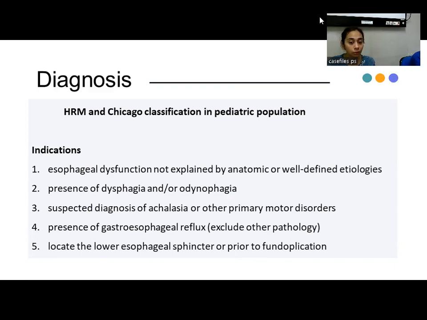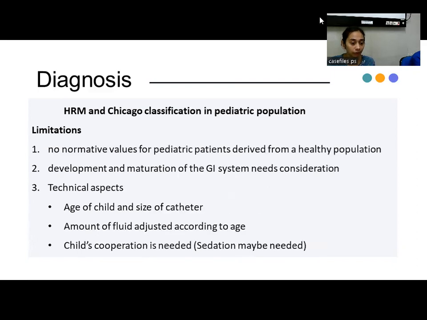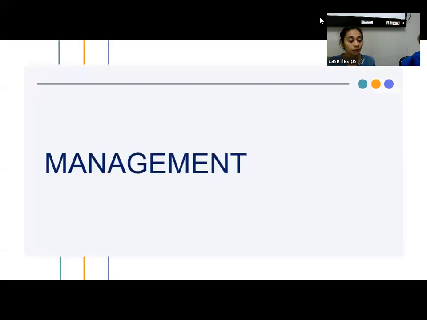But the use of HRM is limited in the pediatric population as there are no normative values for pediatric patients derived from a healthy population. The development and maturation of the GI system needs consideration, and even with respect to technical aspects of the study, the age of the child and size of the catheter need to be correlated. The amount of fluid needs to be adjusted according to age, and the child's cooperation is essential, and sedation may be needed for the study. Coming to the management, it will be discussed by Dr. Shrilakshmi.